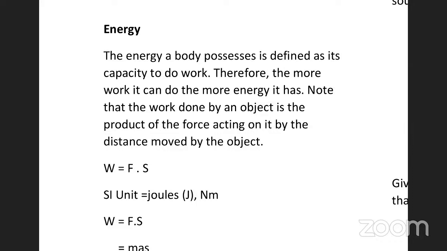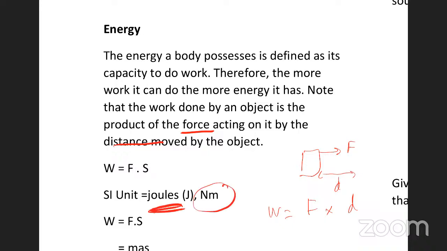Note that the work done by an object is the product of the force acting on it and the distance moved. So if I apply a force to this object and it moves a distance d, the work done, or the energy, is given by the force multiplied by that distance. The SI unit is newton meter, or joules. So for energy, the SI unit is joules. Formula: F times d, right?